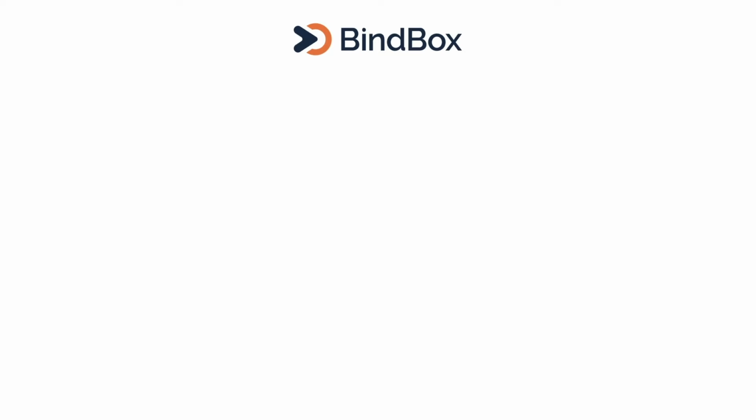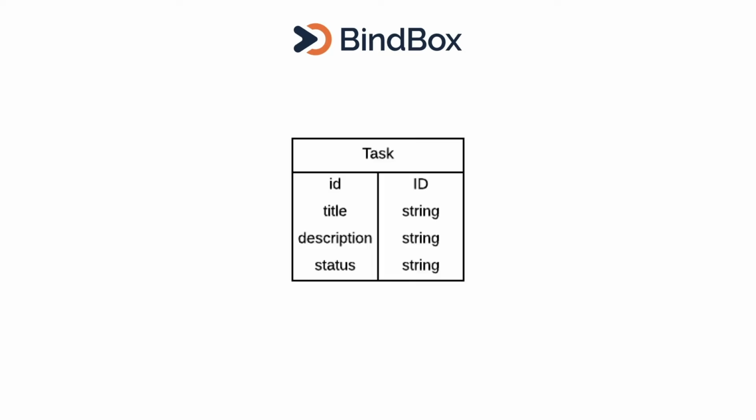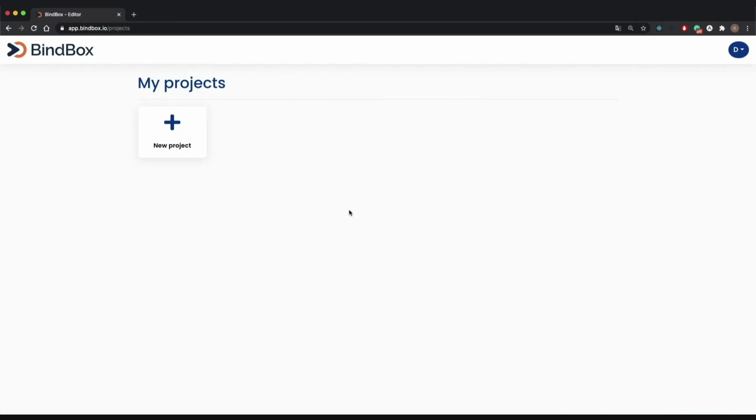The model required for this software is only one: task with properties title, description, and status. If we represented these in a diagram, it would look like this. Once we're clear about the requirements and our model data, we can start creating our backend with Bindbox.